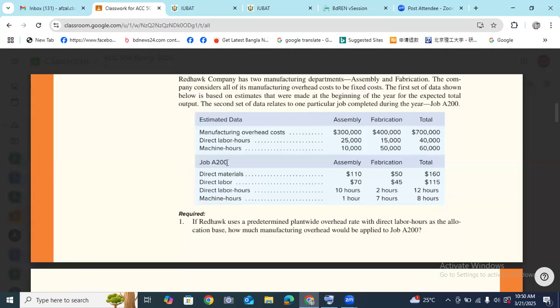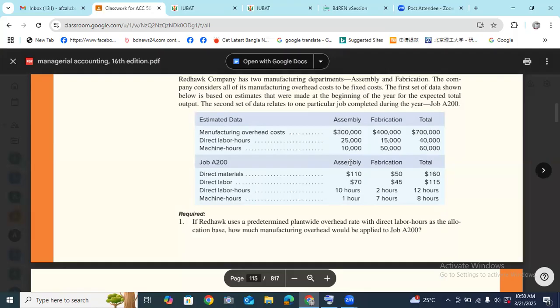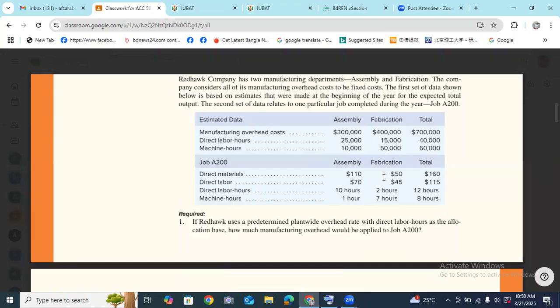That means job order costing. Direct material for assembling for job A200 requires $110, for fabrication $50, total 160. Direct labor for the assembling department requires $70 and fabrication $45, total 150. Direct labor hours for the assembling department are 10 hours, for the fabrication department 2 hours, total 12 hours. Machine hours: assembling 1 hour, fabrication 7 hours, total 8 hours.